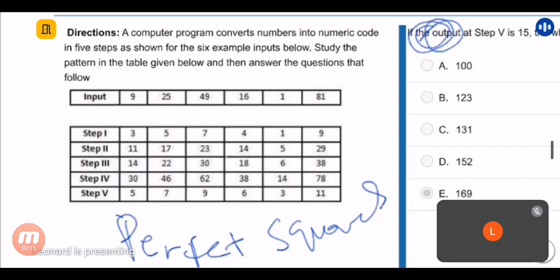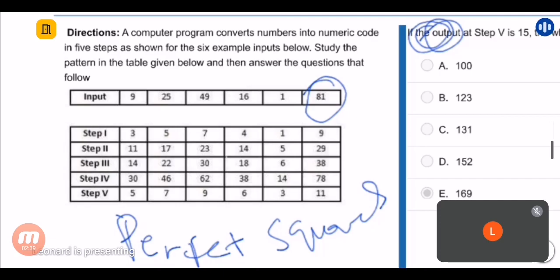Each step, what? The square root of 9 is 3, the square root of 25 is 5, and we move on to the square root of 81. The last one, the square root of 81, is 9. And that's it. Now step 1 is done. Step 2.